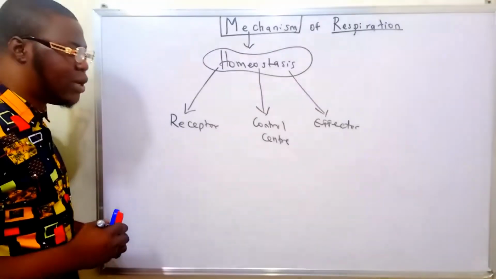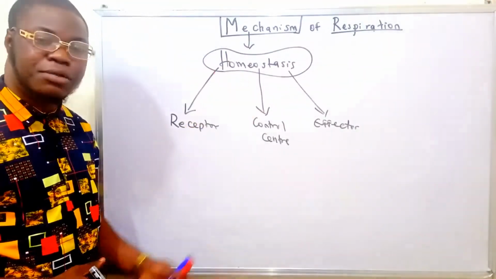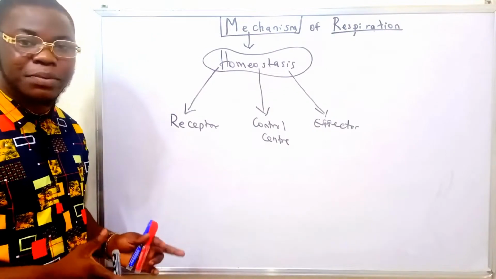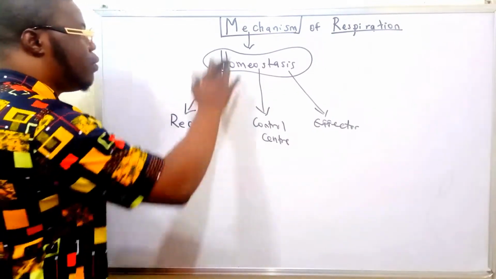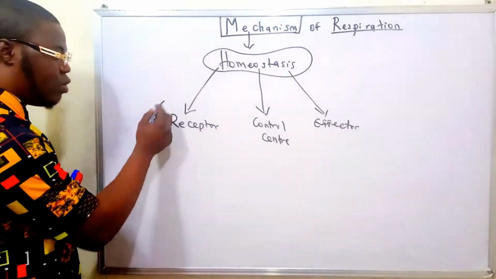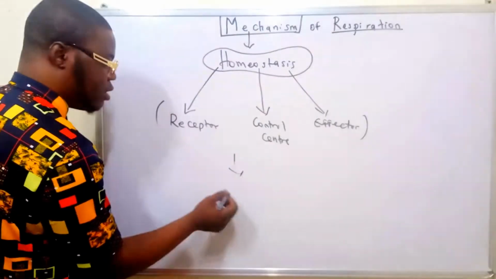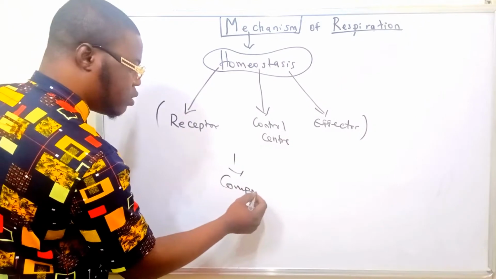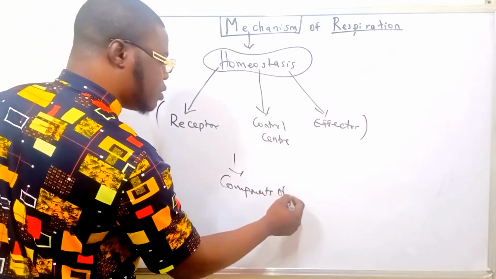That's why I said you have to have a sound knowledge of homeostasis before you understand the mechanism of respiration. So we said the word mechanism refers to homeostasis, and homeostasis has three components. All these are the components of homeostasis.